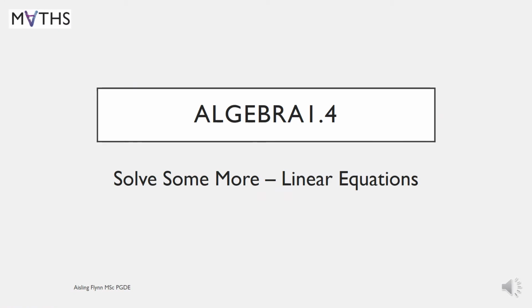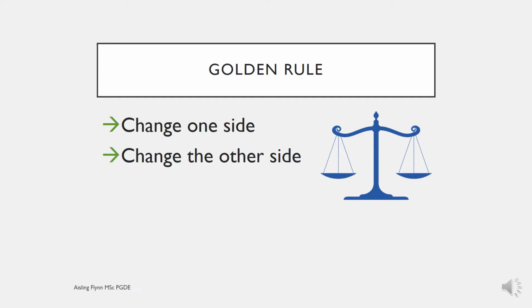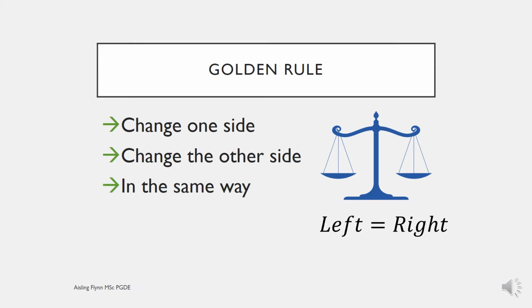This is Algebra 1.4, solve some more. So some more linear equations. Remember always the golden rule: if you make a change to one side of an equation, you must change the other side also in exactly the same way. In doing this, you keep left equal to right.